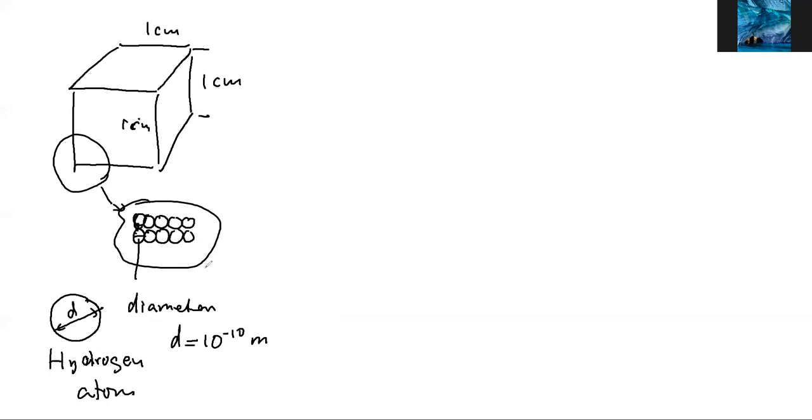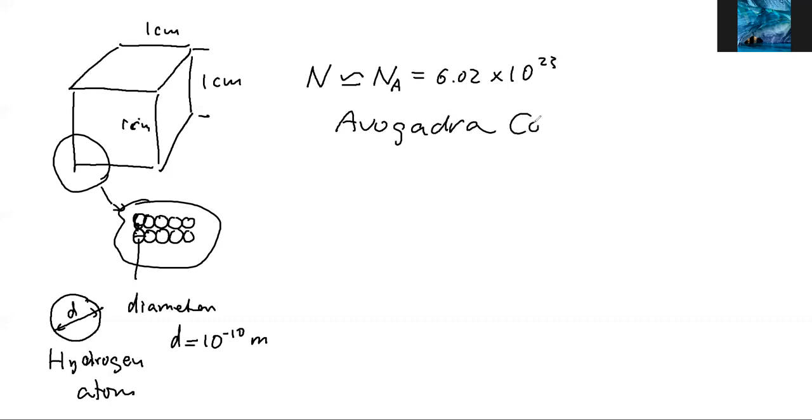This is a way to estimate the number of hydrogen atoms. Eventually, the number we obtain is very close to this number. Do you remember? Then we're back to this number again. 10 to the 23, that's the Avogadro number, or Avogadro constant. I would call it number because number is more direct. I just call it number.